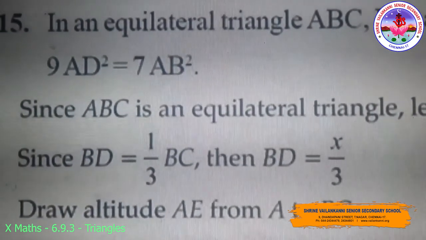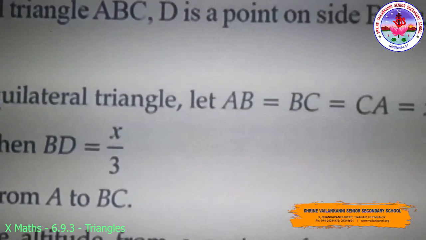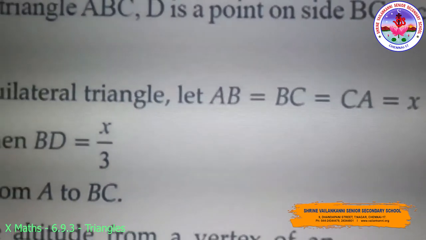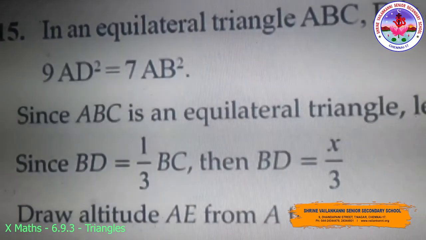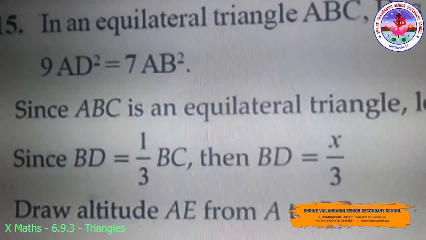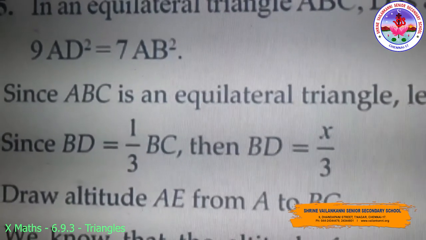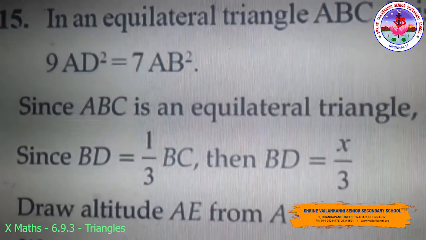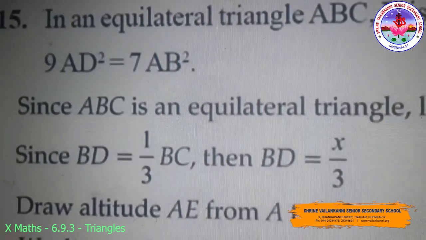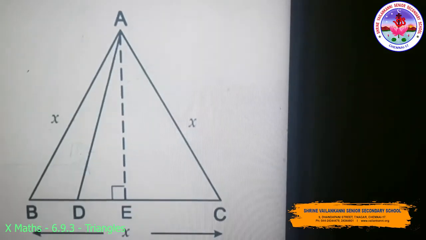Coming to the proof, ABC is an equilateral triangle. So the sides of the equilateral triangle we are taking as X. Also it's given in the problem BD is equal to 1 by 3 BC, where BC is the side of the equilateral triangle. We are taking it as X. So we are writing BD is equal to X by 3. Now we are going to draw an altitude AE from the vertex A to the base BC in an equilateral triangle ABC. The proving part involves AD square.